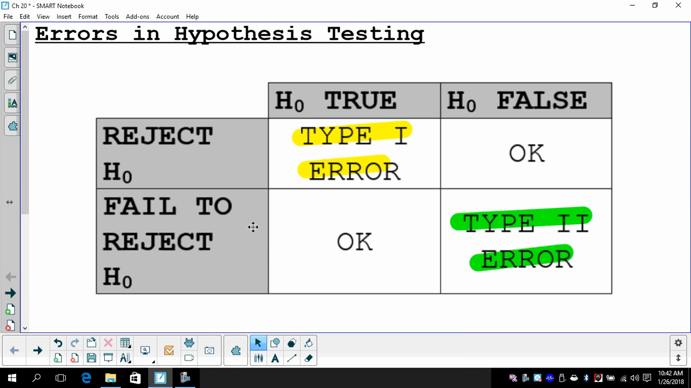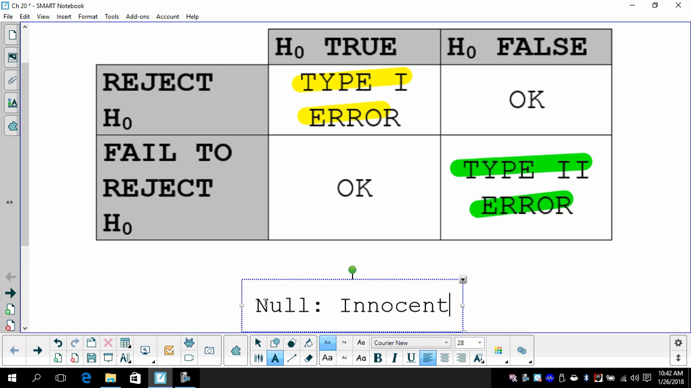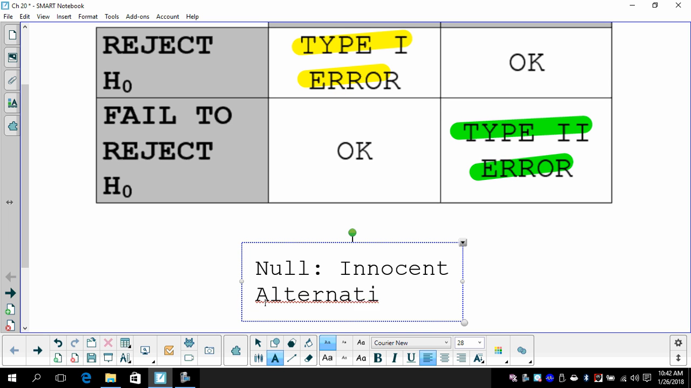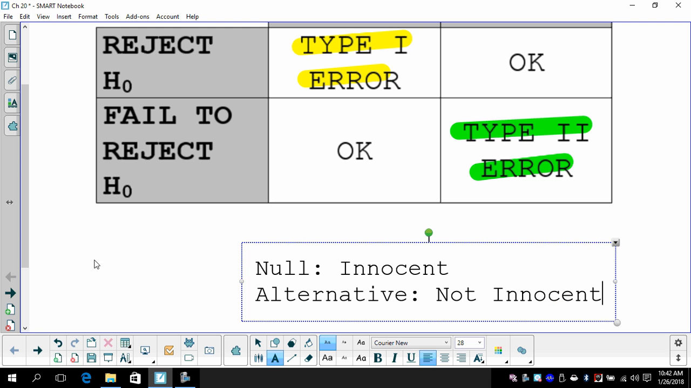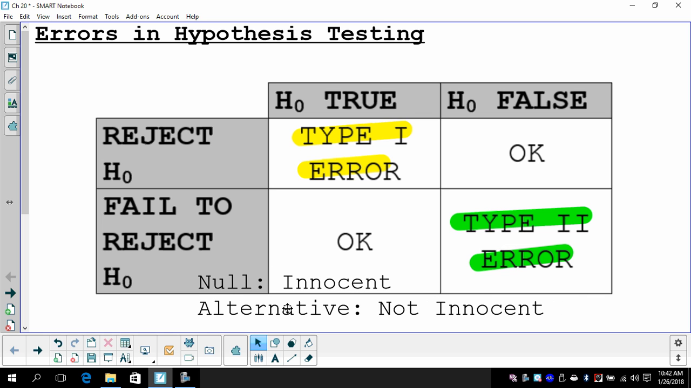So let's think about this in terms of the justice system that we started talking about at the beginning of hypothesis tests. Our null hypothesis was they're innocent, and I'll type that out. And then our alternative was that they're not innocent. We call it guilty, but I want to be consistent with our hypotheses. So a type 1 error in this scenario would be us convicting somebody, meaning we reject the null hypothesis that they're innocent, and we convict them of the crime, even though in reality they were actually innocent.